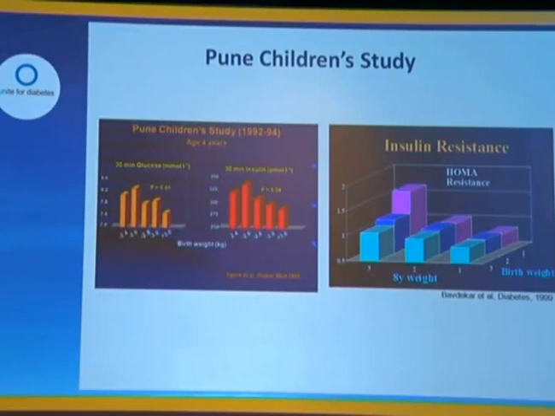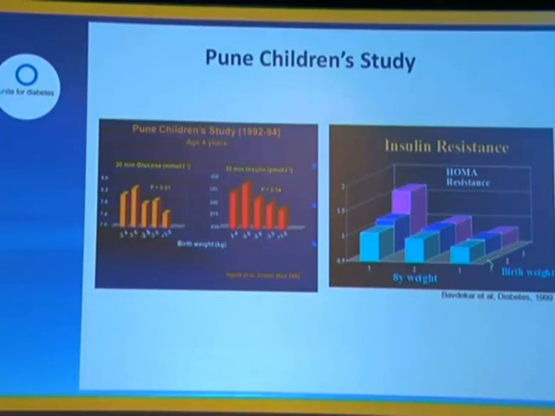The first paper out of this described that the lower the birth weight, the higher were the glucose and insulin concentrations in these children as early as 4 years of age. This was the earliest demonstration of a possible effect of low birth weight on increased risk of insulin resistance and therefore future diabetes. This was published in 1995.